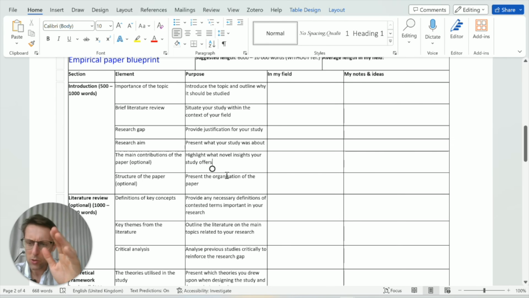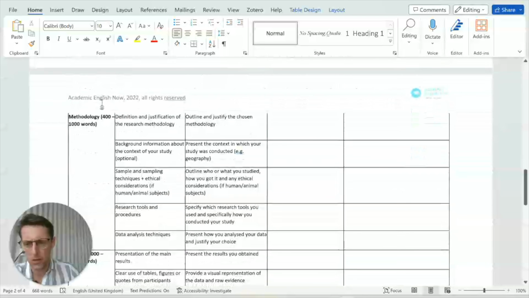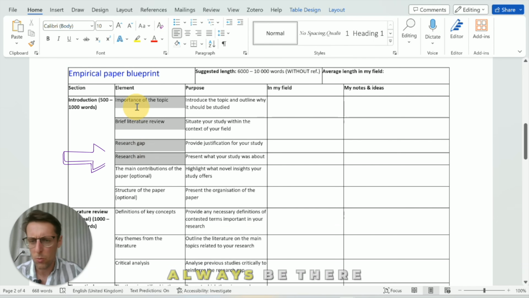So I'm not going to go over all the details in here, but you can see it's basically broken down into small chunks. So there's the bigger sections like introduction, theoretical framework, methodology, and then I break it down into specific elements and the specific order in which in 90% of the papers they occur in, right? So in the introduction, to dive deeper into one of those, it's importance of the topic, brief literature review, research gap, research aim. You know, these four will always be there.